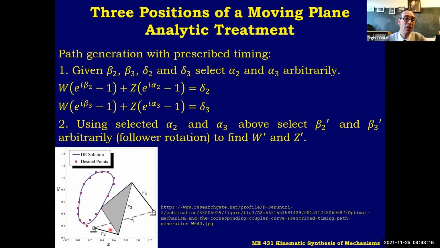Initially, we say rotation of this is specified, so we assume betas are known. We select a set of alphas, then actually we fix how this plane is moving, but for the follower, its rotation is arbitrary. You drive it from here, so it's prescribed. You select an arbitrary set of beta primes for your selected alphas previously to find these vectors. Okay?